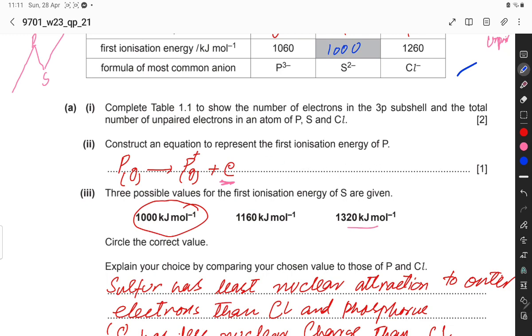First, you know that the definition of first ionization energy is that 1 mole of electrons is removed from 1 mole of gaseous atoms. This is 1 mole of gaseous atom, this is 1 mole of gaseous ion, and this is 1 mole of electron. So 1 mole of electron is removed from 1 mole of gaseous atom to form 1 mole of monopositive gaseous ion.